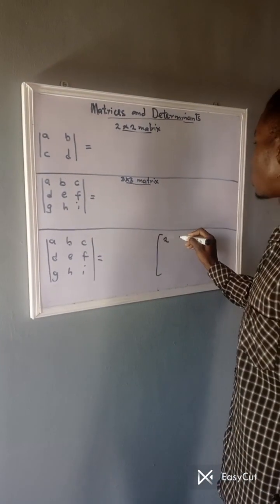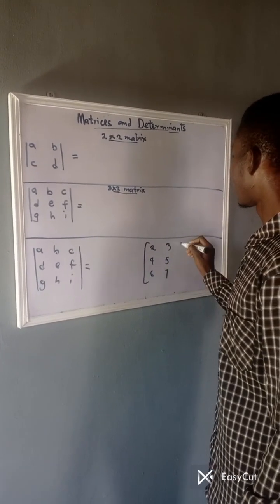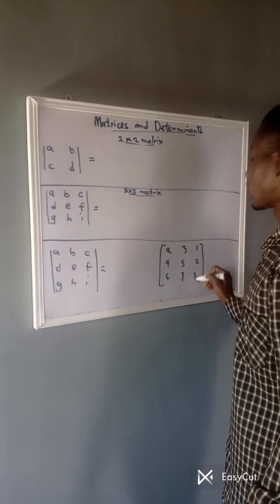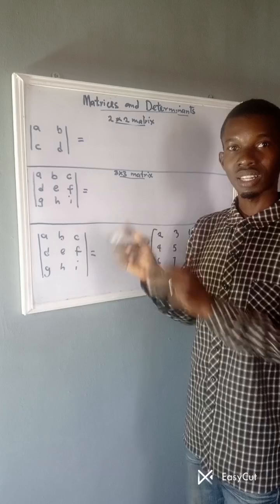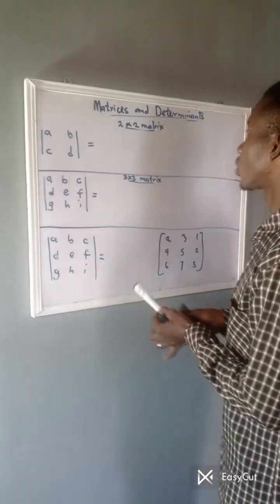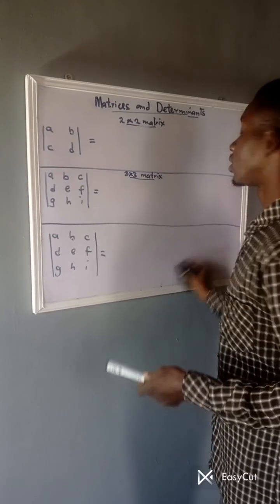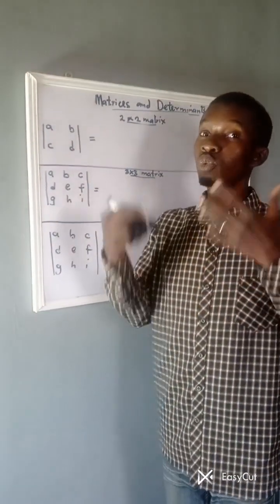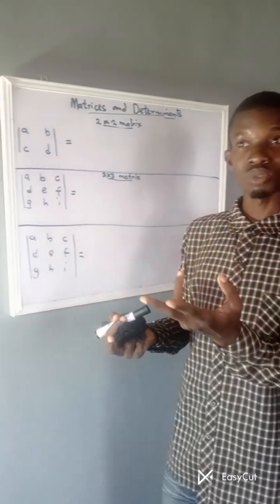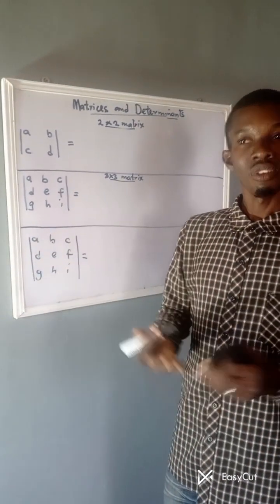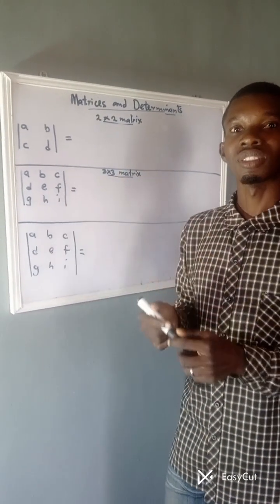We have 2, 3, 4, 5, 6, 7, 1, 2, 3. So this is an example of a matrix, and a determinant converts a matrix into a scalar, that is a single value. So I'm going to focus now on determinants. How do we find determinants? Determinants can only be found for a square matrix, that is a 2 by 2 matrix, 3 by 3 matrix, 4 by 4 matrix. But at this level, you focus on 2 by 2 and 3 by 3 matrices.